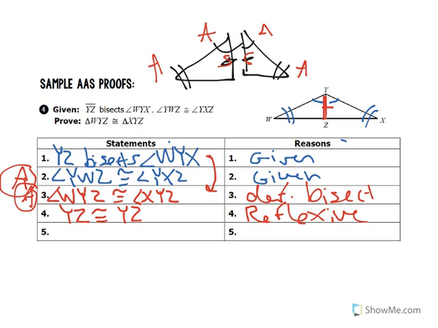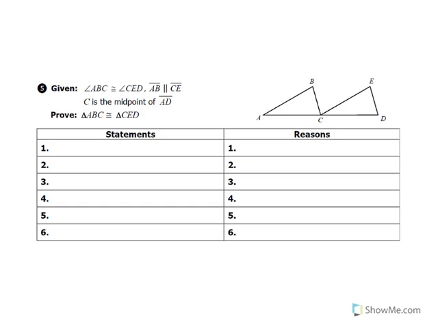So I can now end the proof and say that triangle WYZ is congruent to triangle XYZ by angle, angle, side. And then we're going to look at one more proof with AAS.